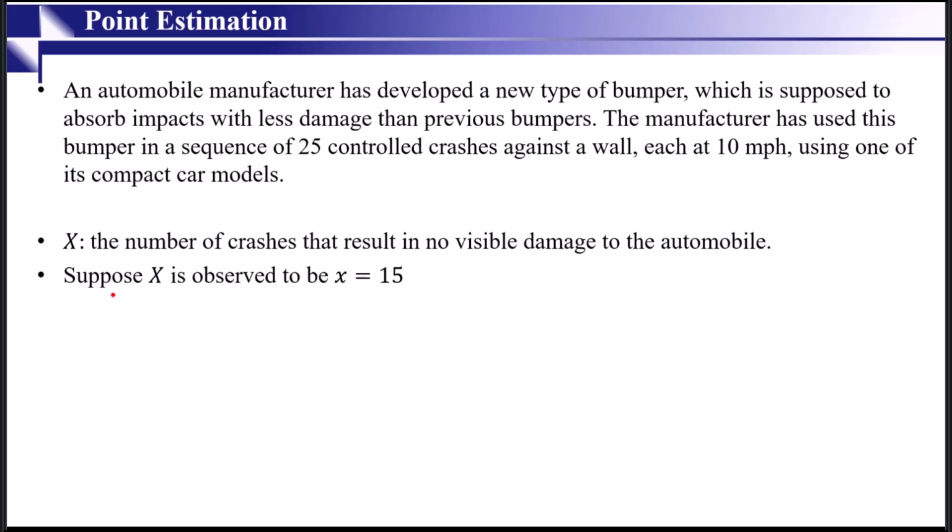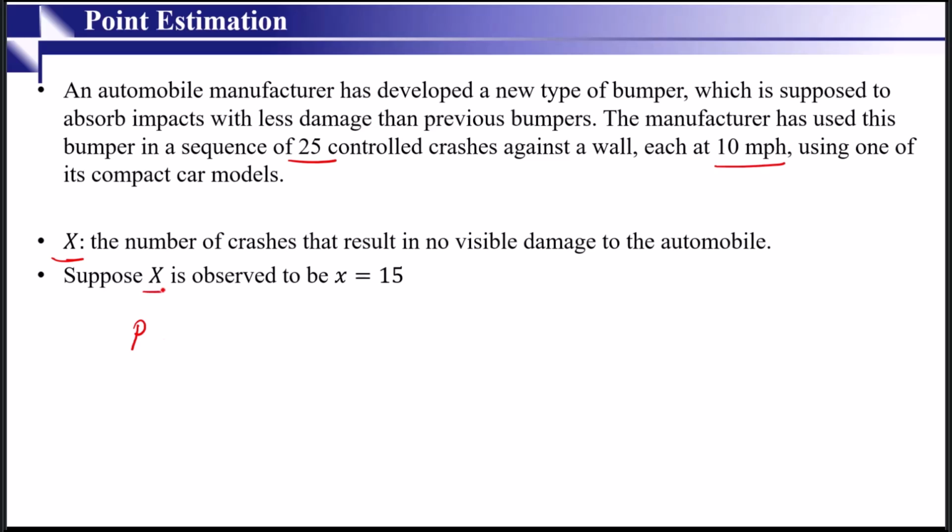Now let's consider a real-world scenario. An automobile manufacturer has developed a new type of bumper which is supposed to absorb impacts with less damage than previous bumpers. The manufacturer has used this bumper in a sequence of 25 controlled crashes against a wall, each at 10 miles per hour, using one of its compact car models. So in this case, we consider X as the number of crashes that result in no visible damage to the automobile. Our goal is to estimate p, which is the proportion of all such crashes that result in no damage.